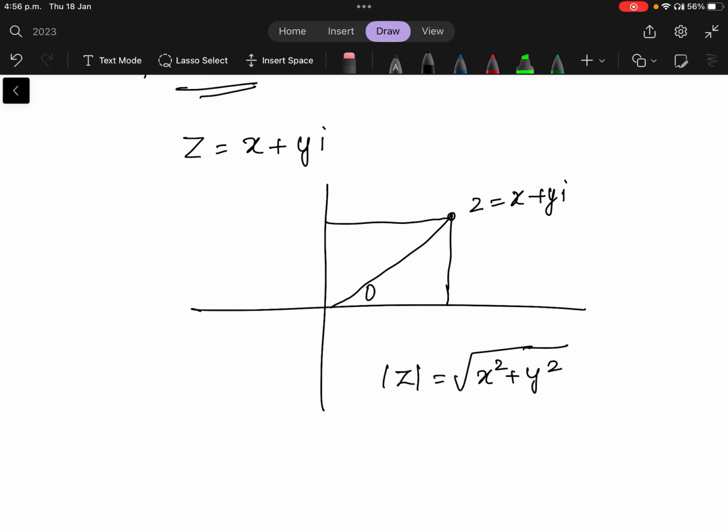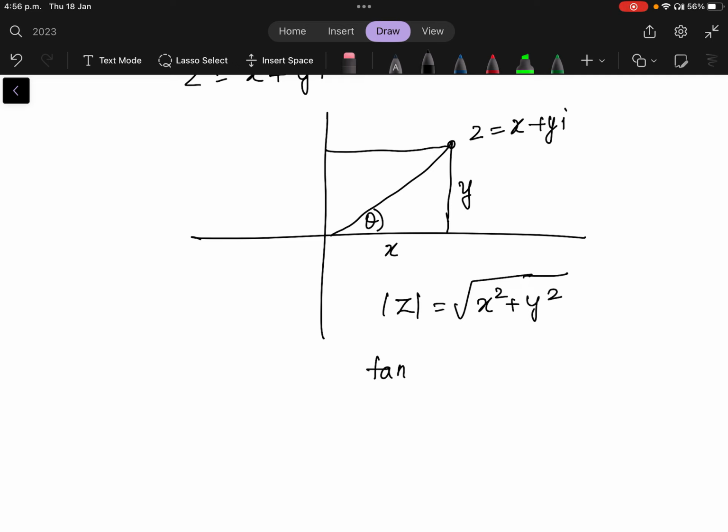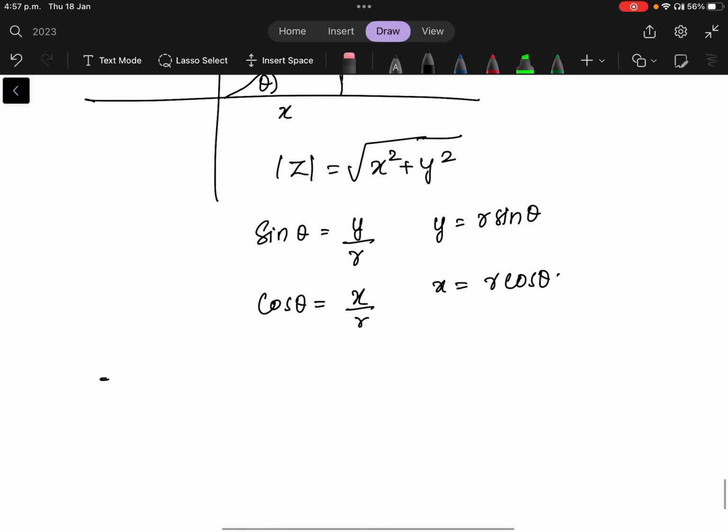Now there's one more concept. If this is making an angle of theta with the x-axis, you can say that this is x and this is y, and then you can specify that sine theta is equal to y over r, or y can be written as r sine theta. Also you can say that cos theta is equal to x over r, or x can be written as r cos theta. So now z is equal to x plus yi, that can be written as r cos theta plus i r sine theta.